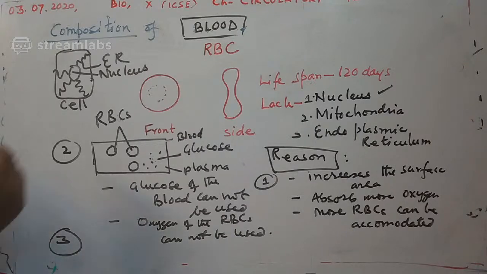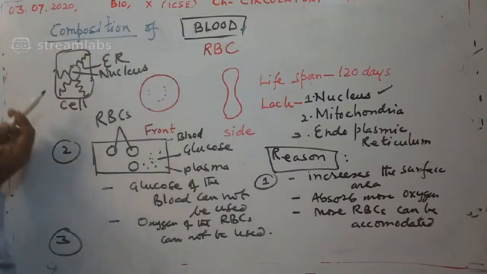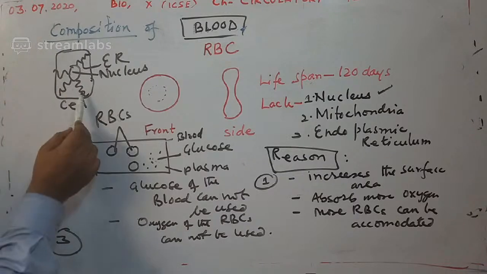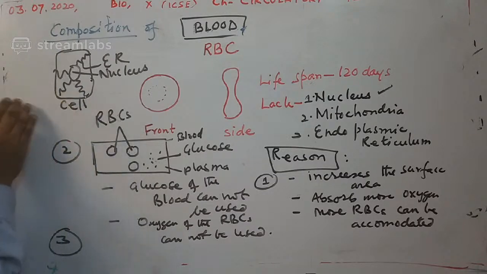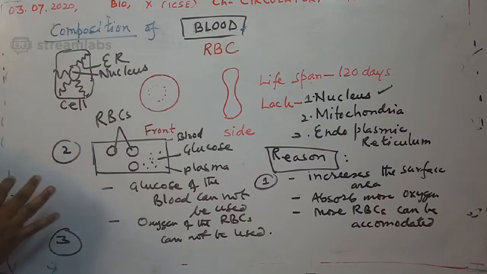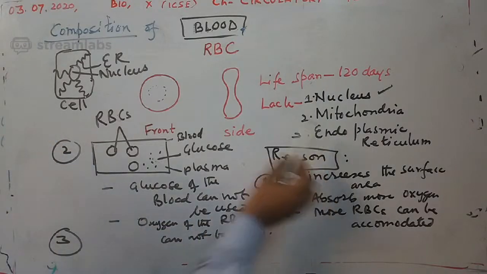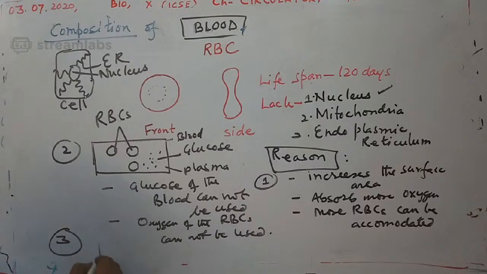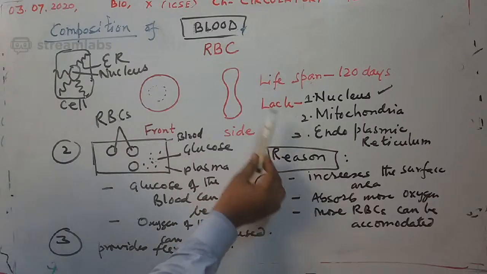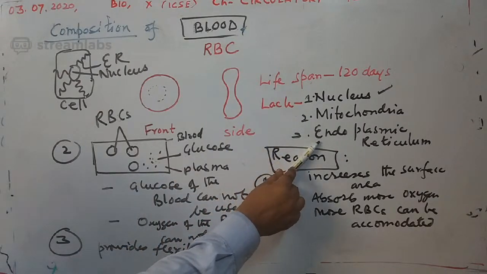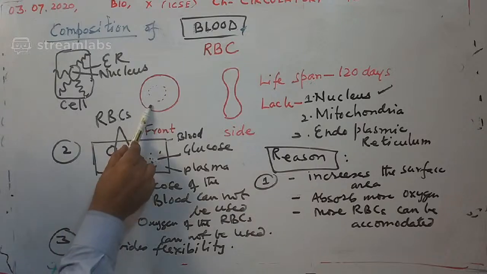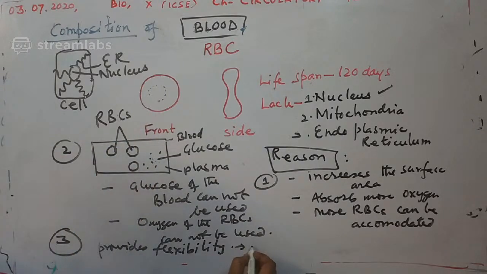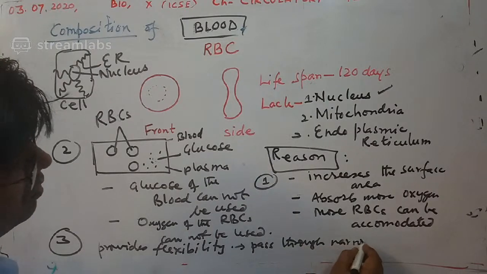So it means as long as this is present in a cell, it cannot be compressed more, because the attachments are there which would stop the compressibility of any cell. If these endoplasmic reticulums are absent here, it provides flexibility. Absence, I repeat, absence of this cell organelle provides flexibility to RBC, and it can pass through narrow capillaries.